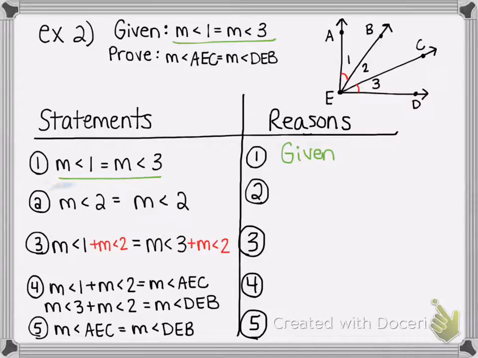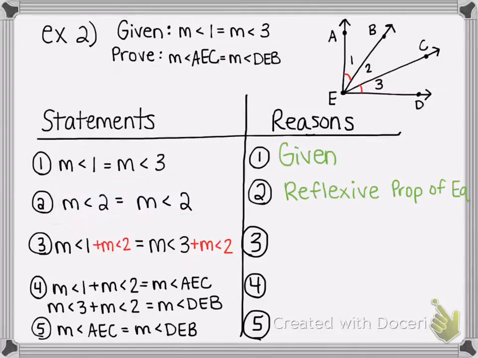And in this case, you really just need to know what property tells me that the measure of angle 2 is equal to the measure of angle 2. Well, remember what I said about looking in the mirror? You see you, that's your reflection. So this is the reflexive property of equality. Okay, so then we move to statement 3.